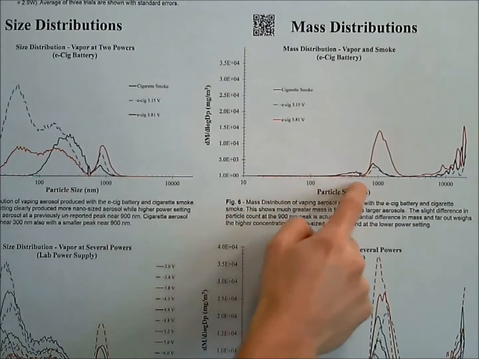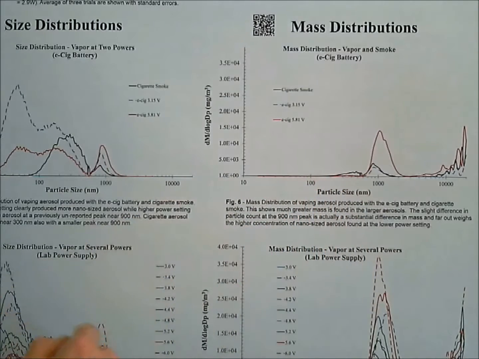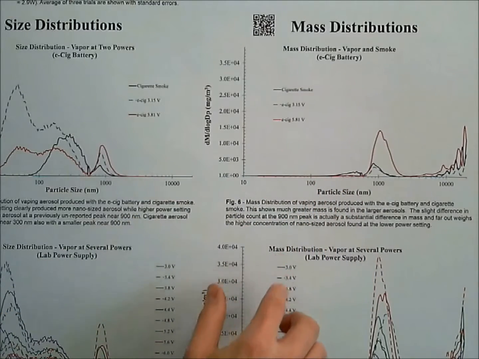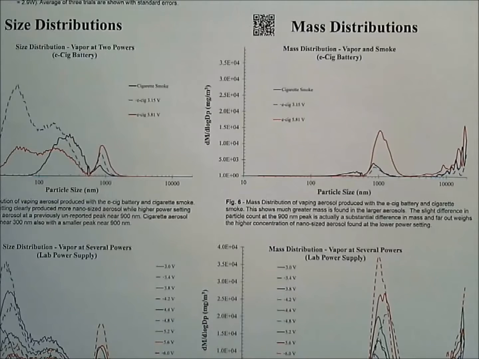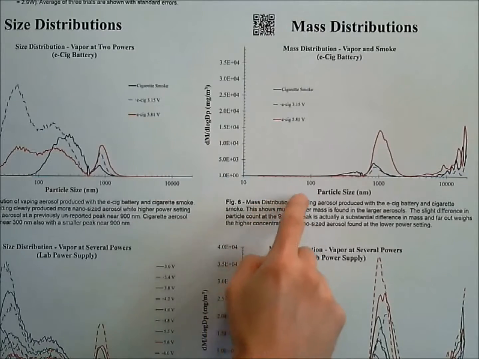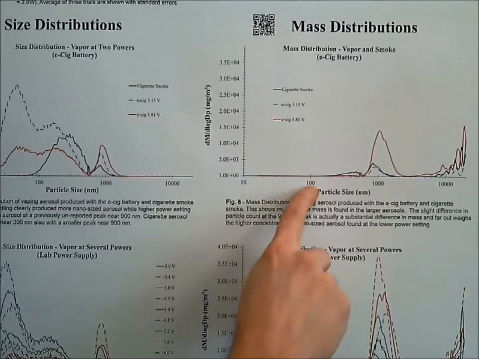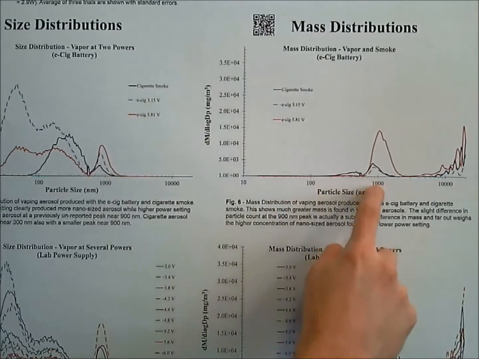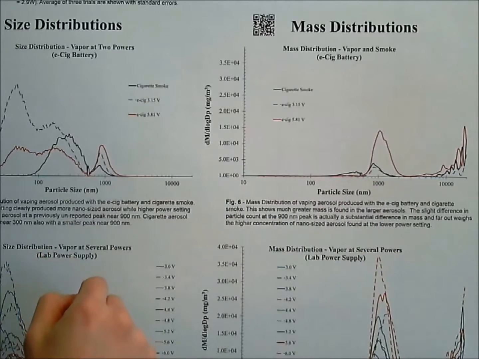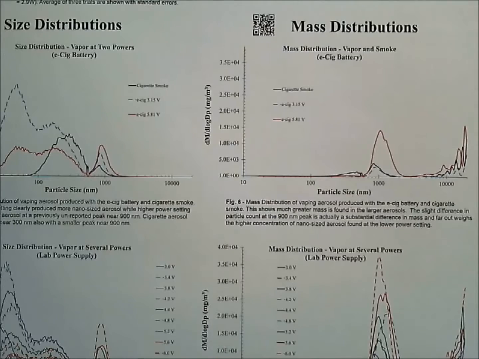When we look at the mass distribution, remembering that mass is a function of volume multiplied by density, and volume is 4/3 pi r cubed, an increase from 100 nanometers to 1000 nanometers is a tenfold increase. This results in a 1000-fold increase in mass.